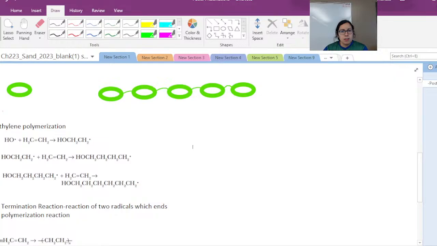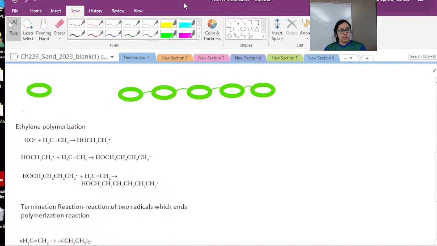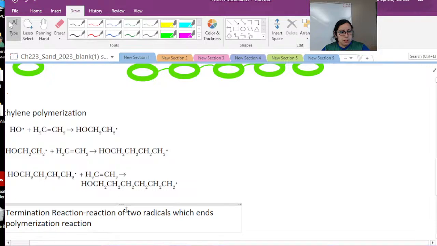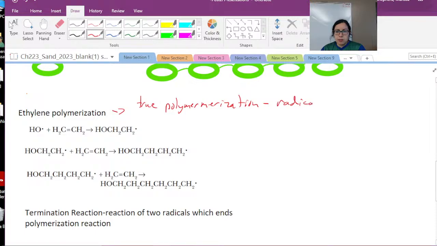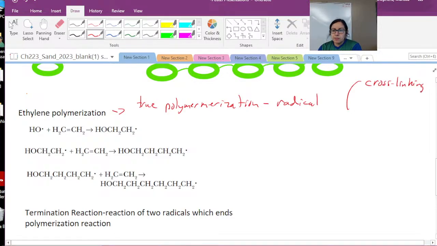And so let's look at our polymerization reactions a little bit. A true polymerization is a radical mechanism for the most part. We can also have other types of polymerizations, but I usually call them cross-linking polymerization, and we'll talk about those as well. Cross-linking polymerization tends to involve condensation reactions.